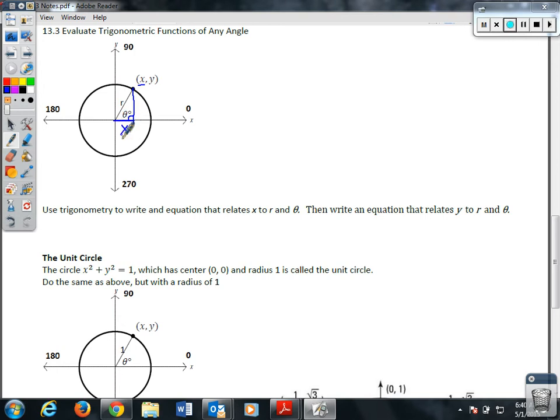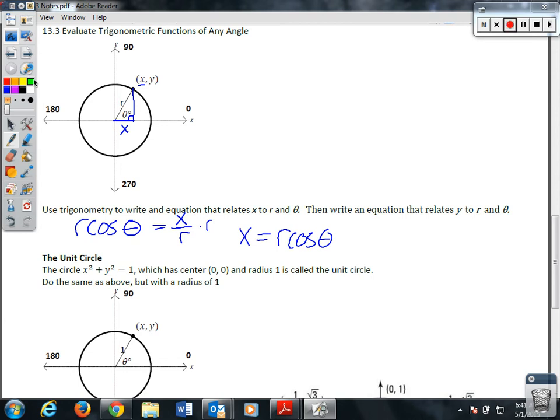That's what x is. So using trigonometry, I could say the cosine of theta, that angle, is equal to the adjacent side x divided by r, which is the radius. Then if we take this and multiply both sides by r, we get that x is equal to the radius times the cosine of theta. So this is how we get x coordinates in terms of angle and radius.